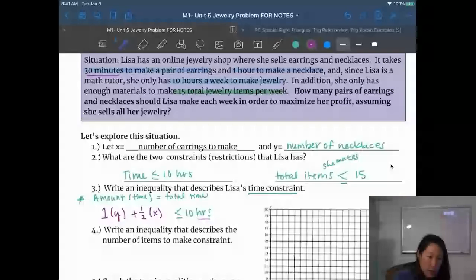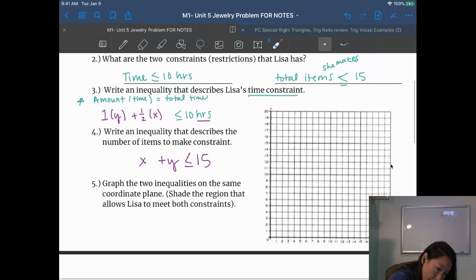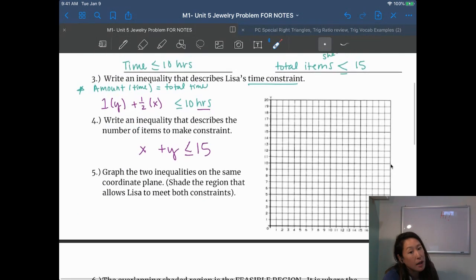Now we're going to move on to the inequality that describes the number of items. Looking back at our items, they have to be less than or equal to 15. Honestly, this one always trips me up, but it's just x plus y. It's the number of earrings we make plus the number of necklaces we make. So when our variables are described as the amount, you can just add them up together. Then we need to graph these to figure out all the ordered pairs that are possible for Lisa to make.